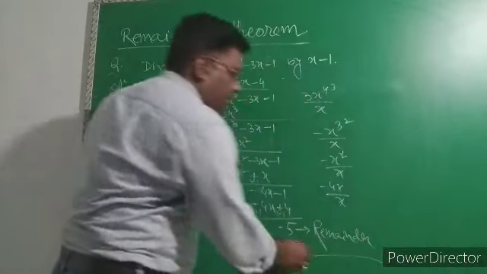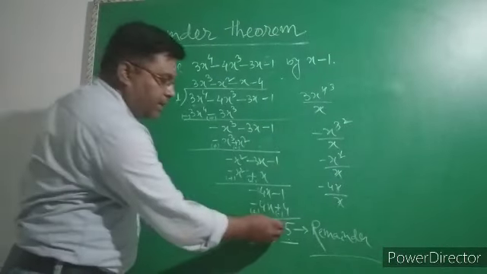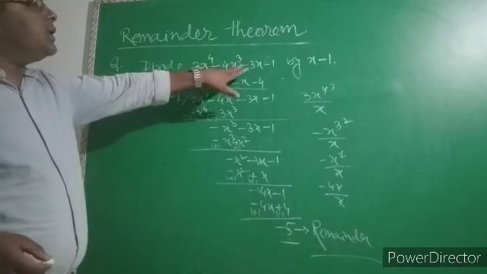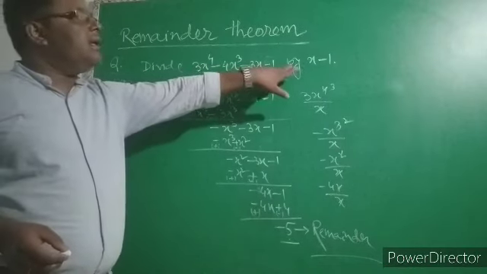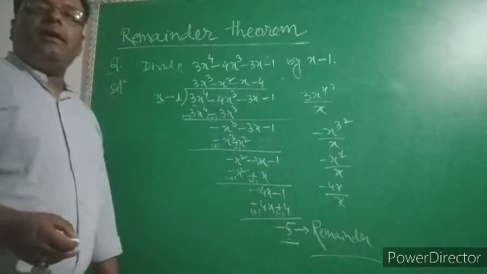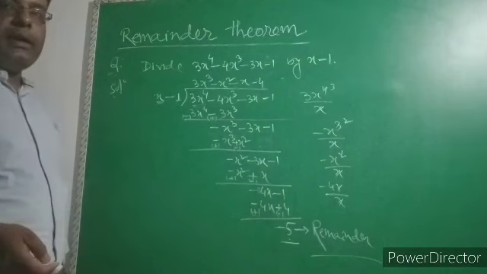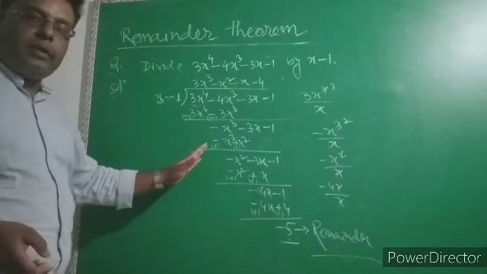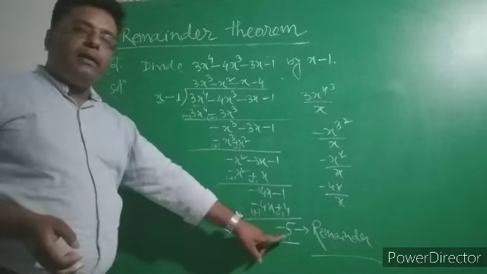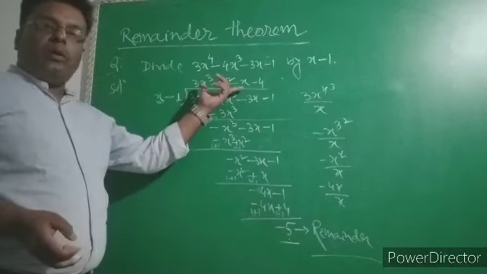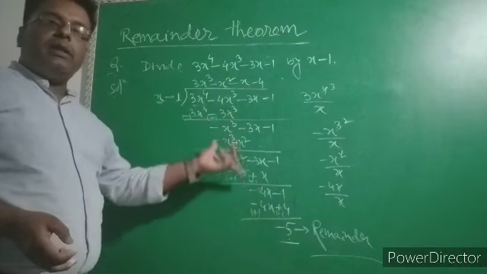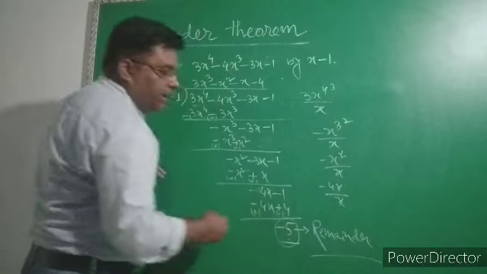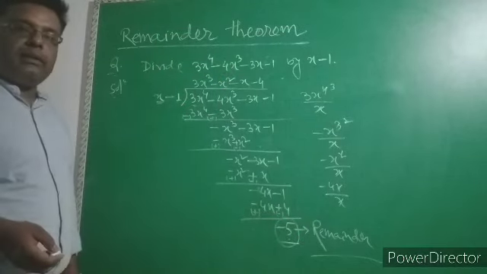This is the remainder. That is, minus 5 is the remainder when 3x to the power 4 minus 4x cube minus 5x minus 1 is divided by a linear polynomial x minus 1. This is the process of the long division method to find a remainder or quotient. But without this long division, we can find the remainder directly.